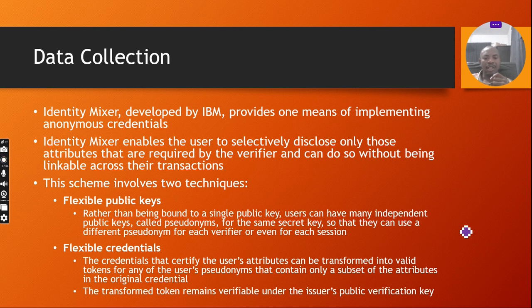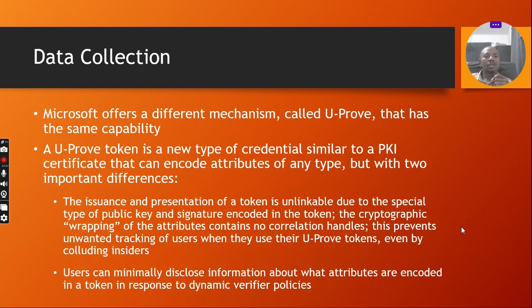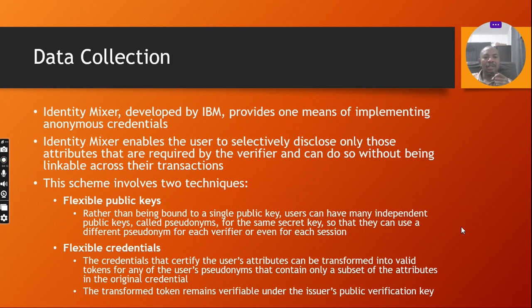Then for flexible credentials, the credentials that certify the user's attributes can be transformed into valid tokens for any of the user's pseudonyms that contain only a subset of the attributes in the original credentials. Okay, now let's move on, still on data collection. Microsoft offers a different mechanism called the U-Prove that has the same capability as the identity mixer.